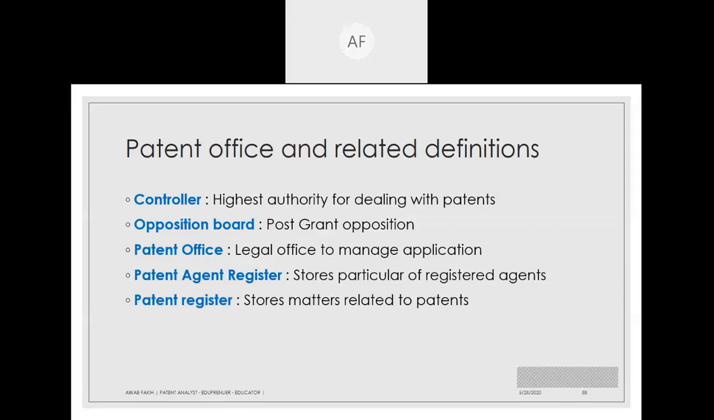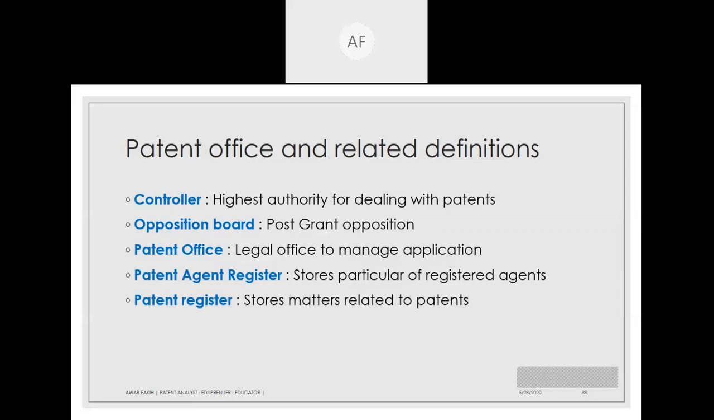The controller will perform the final check on the application, whether the application is objectionable or not, whether it should go straight away to the grant stage, or whether some amendments are required. Amendments are changes, like if some spelling is wrong, or some subject matter is inappropriate, or your invention is described wrongly. It can be anything, my dear friend. The controller has many powers. You should know that the controller is the highest authority who can either grant the patent or completely reject it.